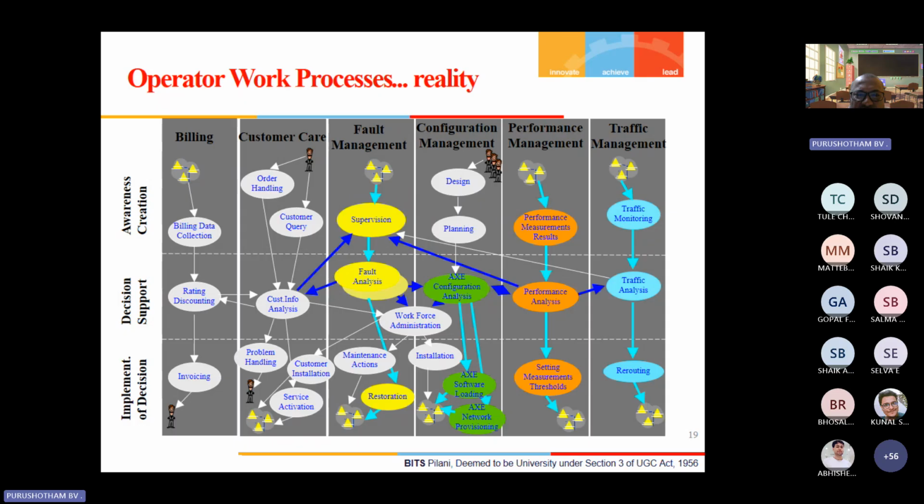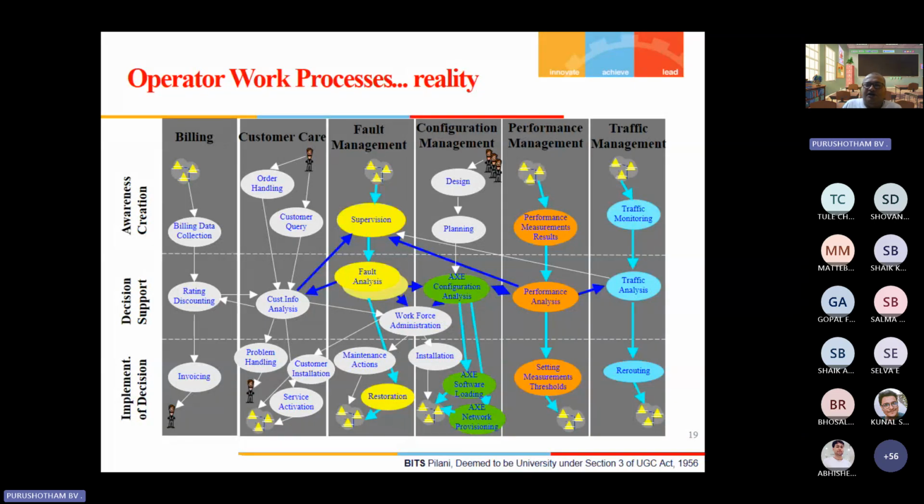In case of fault management, there is supervision, fault analysis, and then maintenance across the things. There are a lot of workforce administrations. They will take care of the entire restoration. Configuration management is nothing but designing, planning and configuring the entire thing, followed by the software and the network provisioning, which is going to handle the configuration for the future.